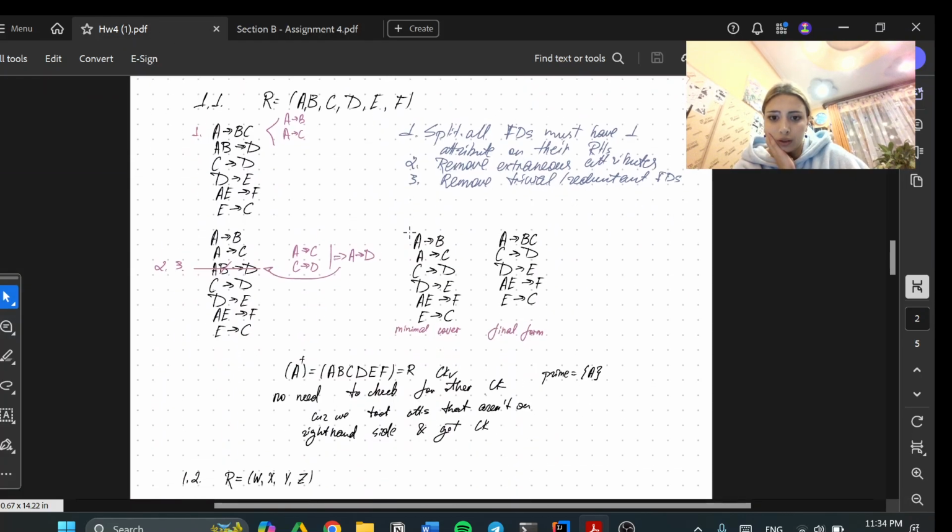Okay. The three steps are: first, split. All functional dependencies must have one attribute on their right side. Second, remove extraneous attributes. Third, remove trivial redundant functional dependencies.